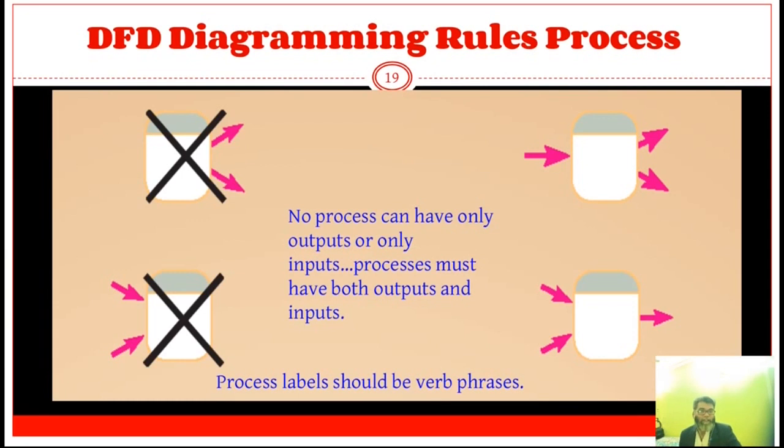There are certain rules while we are constructing a data flow diagram. From the left, it is clear that no process can have only inputs or only outputs. A process must have both inputs and outputs. Process labels should be verb phrases. This is the first rule.